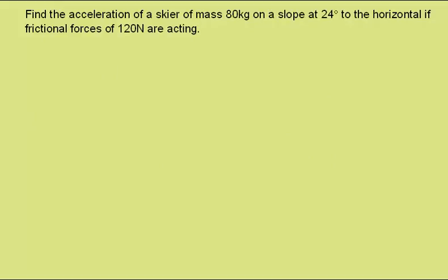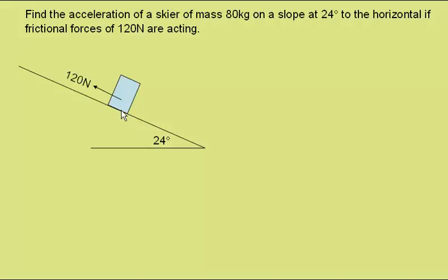Find the acceleration of a skier of mass 80 kilograms on a slope at 24 degrees to the horizontal if frictional forces of 120 newtons are acting. Well, first we'll draw our slope at 24 degrees to the horizontal, add the skier with a frictional force opposing motion, that is up the slope, of 120 newtons.